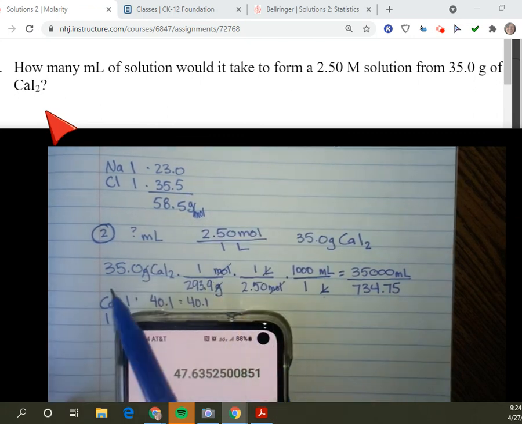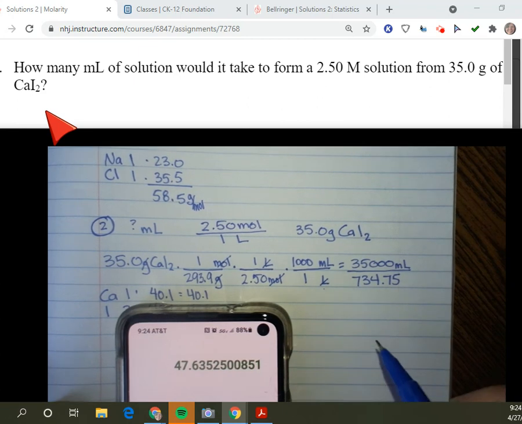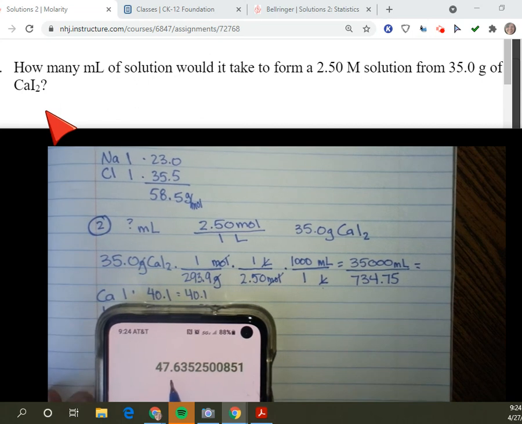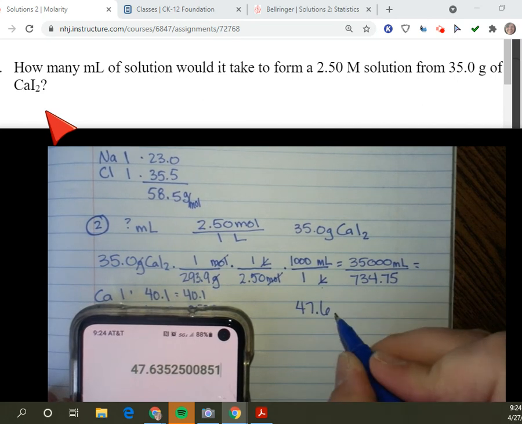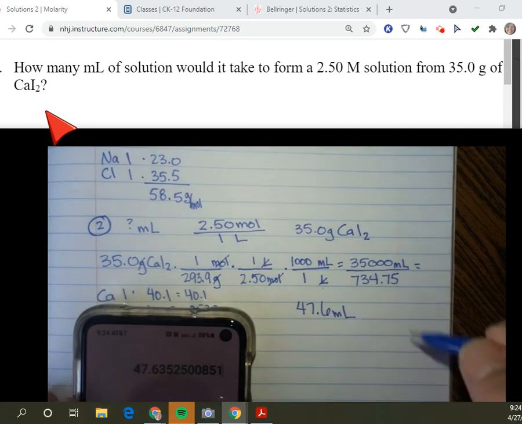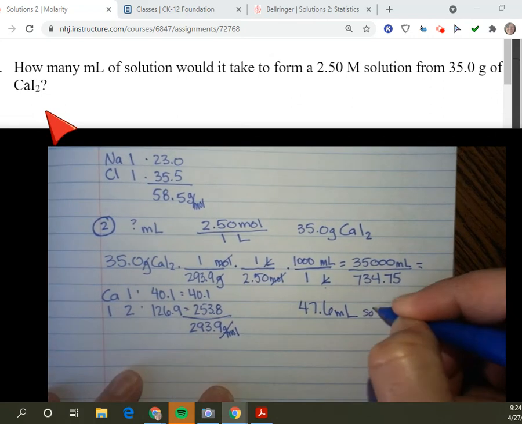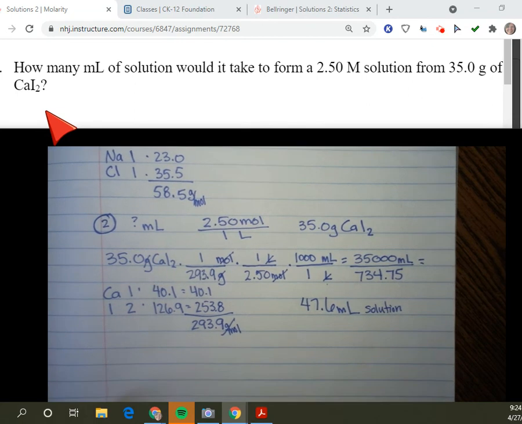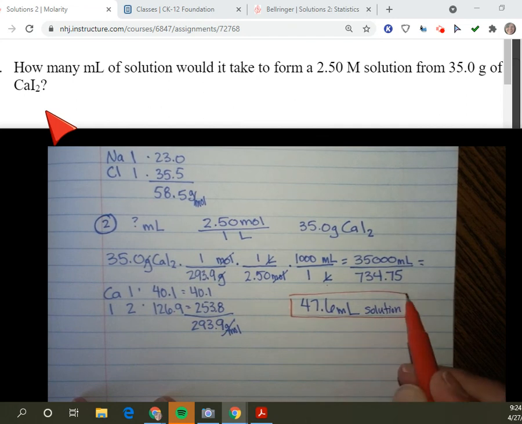In our problem, we were given 3 significant digits. So our answer, of course, has to have that. 47.6, and the 3 tells the 6 to stay the same. 6 milliliters. Okay. So here's our answer for number 2.